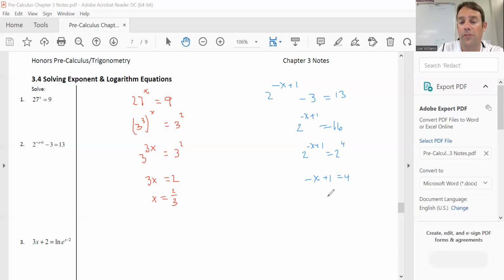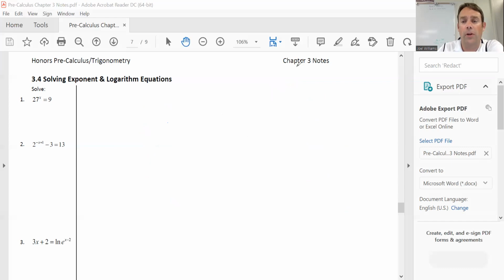So we go ahead and we finish all this out. We get negative x equals 3. And that means x equals negative 3. So that's just a little start. Now we're going to start to use some of our log rules and see if we can't go through and maybe just try and solve a little bit more difficult type of problem here.